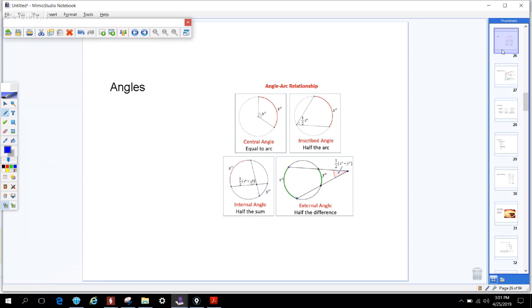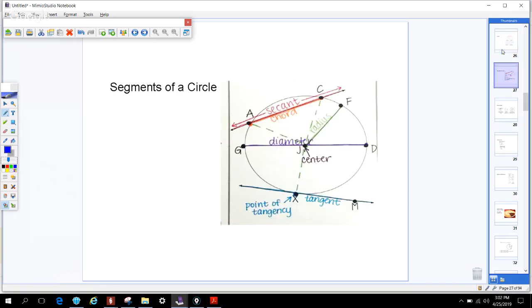Central angle is at the center. That arc and that angle measure are the same. Inscribed angle is arc to angle. When we do arc to angle, we divide by 2. Internal angles form an X. Because of that, we add the arcs and divide by 2. Exterior angles, you're going to do the big arc minus the little arc and divide.